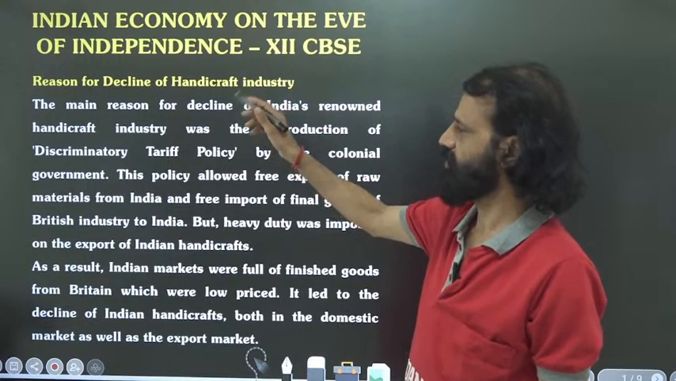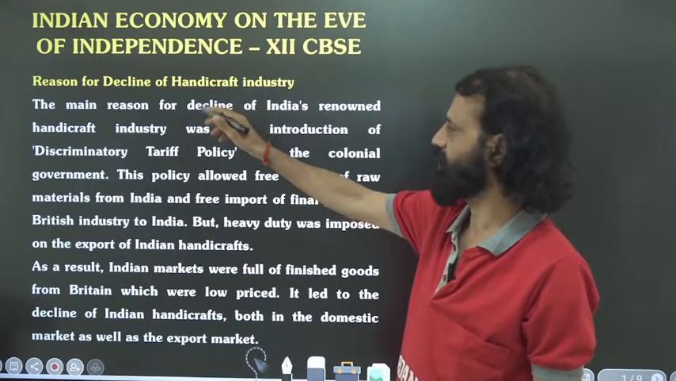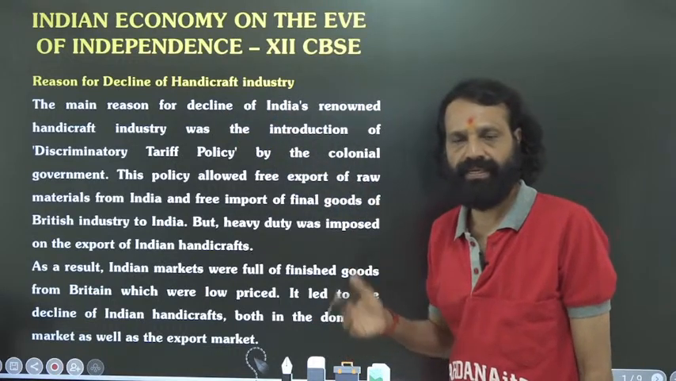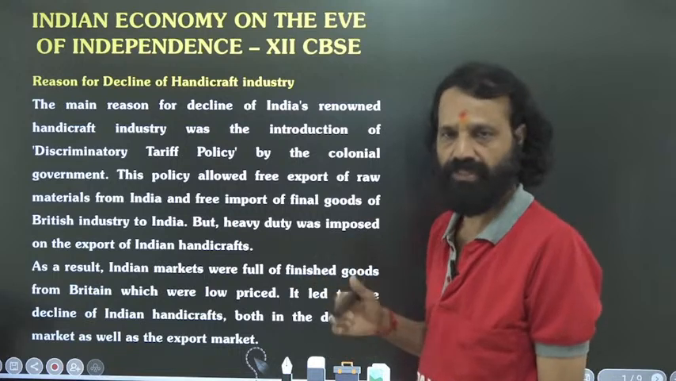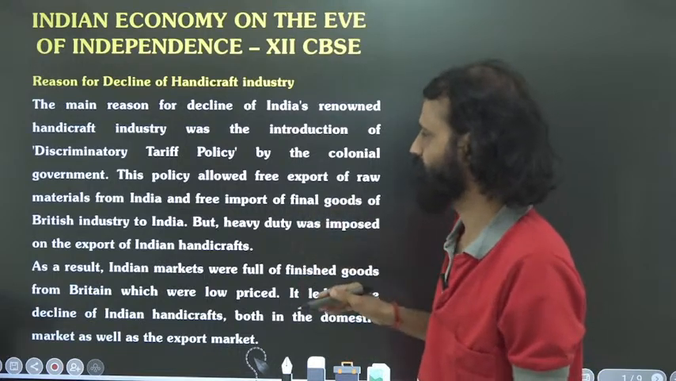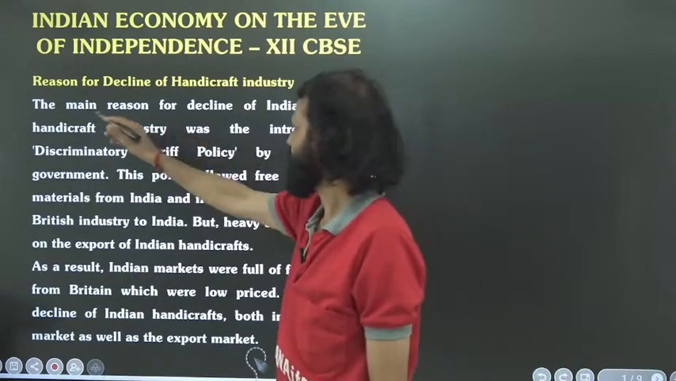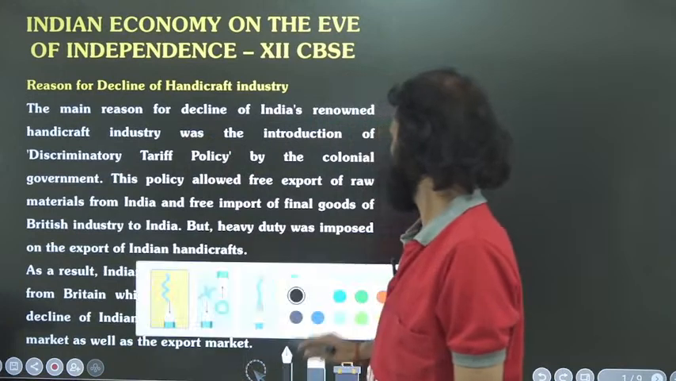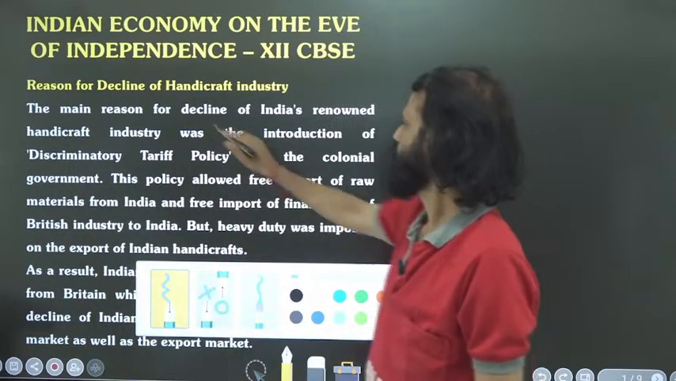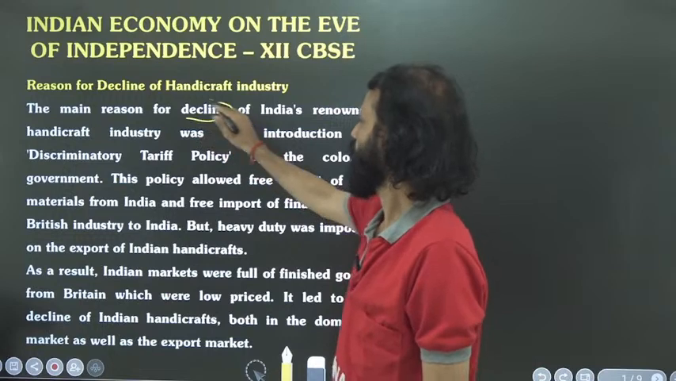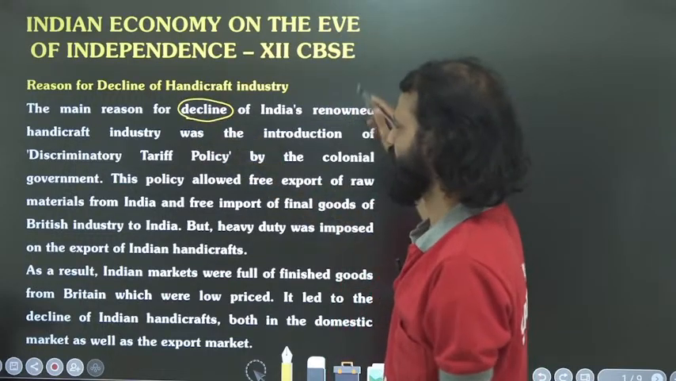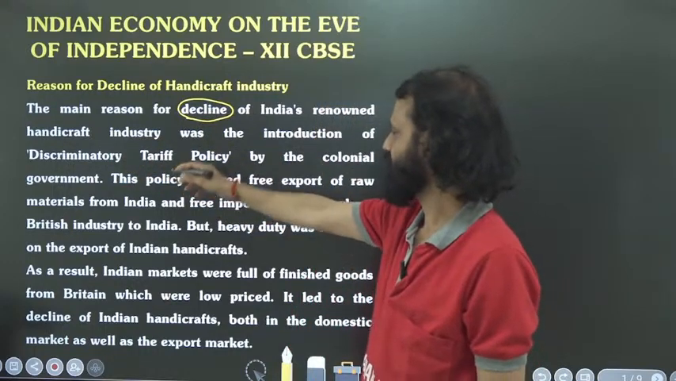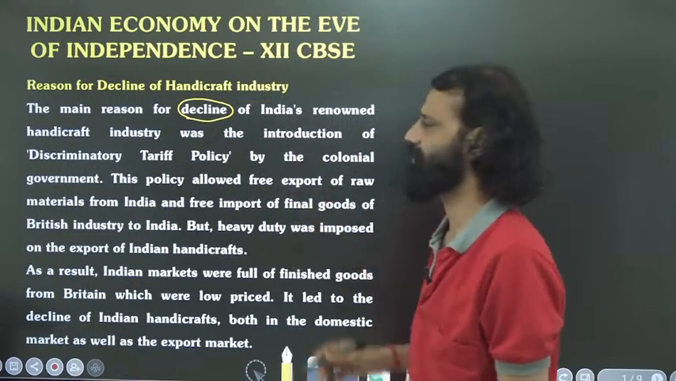So today we are checking the main reason for the decline of the handicraft industry. What made the handicraft industries decline? That is what we are going to study today. The main reason for the decline of India's renowned handicraft industry was the introduction of a discriminatory tariff policy by the colonial government.